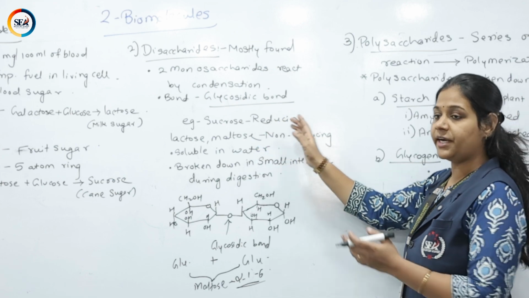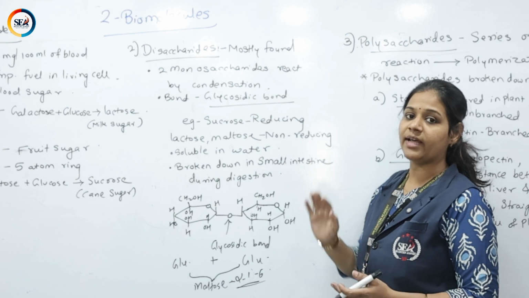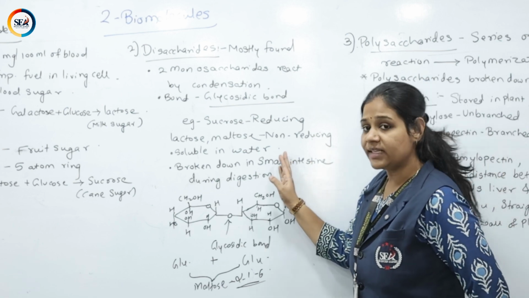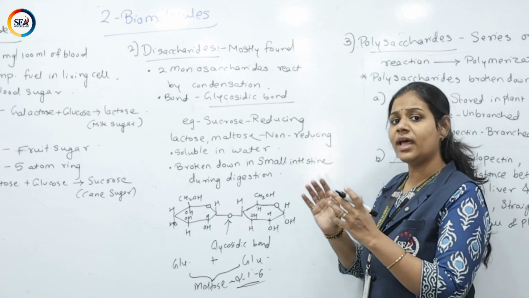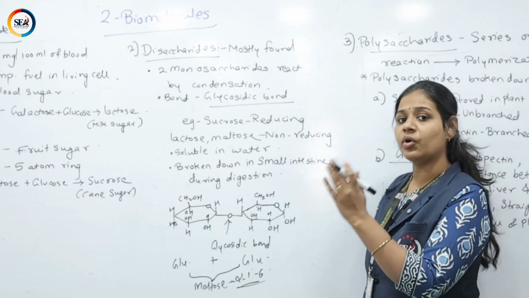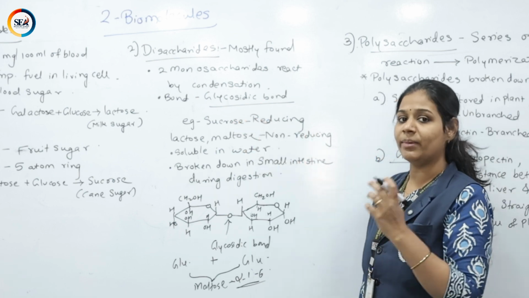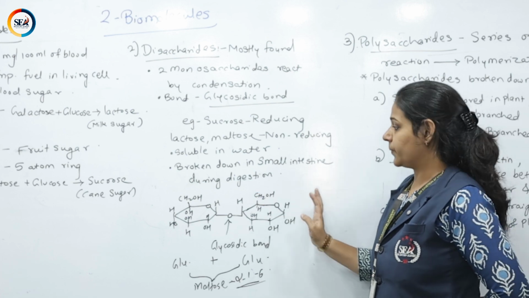Example, sucrose is reducing sugar, lactose and maltose are not reducing sugars, which are examples of disaccharides. The disaccharides are soluble in water, that is they are mixable in water, but due to their large size they cannot pass through the cell membrane. So they need to be broken down into monosaccharide to be taken up in the cell. Broken down in small intestine during digestion.